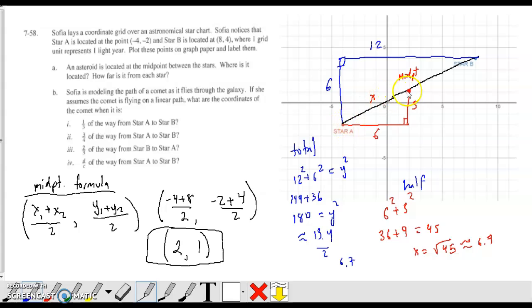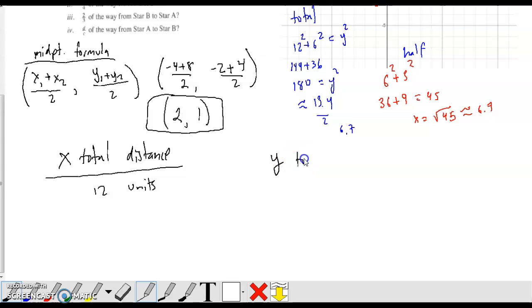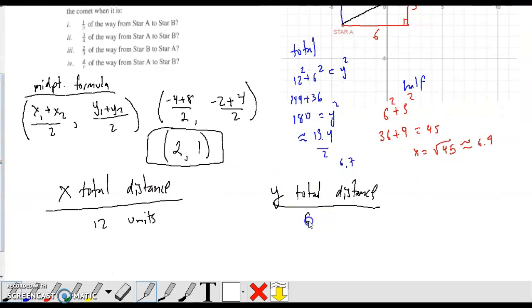So that means I don't want to go halfway. I want to go 1/3 of the way. Okay, so let's think about this logically. The whole distance for x would be 12. Halfway is 6. So what I'm going to do is this. I'm going to say x total distance, and we're going to say 12 units. And I'm going to say y total distance, and the y total distance, because I haven't talked about that yet, is 6 units.